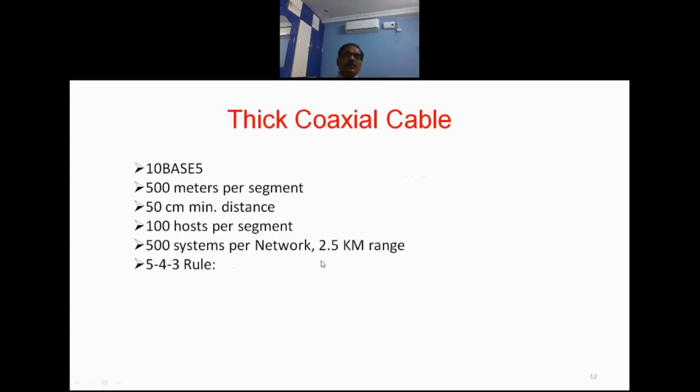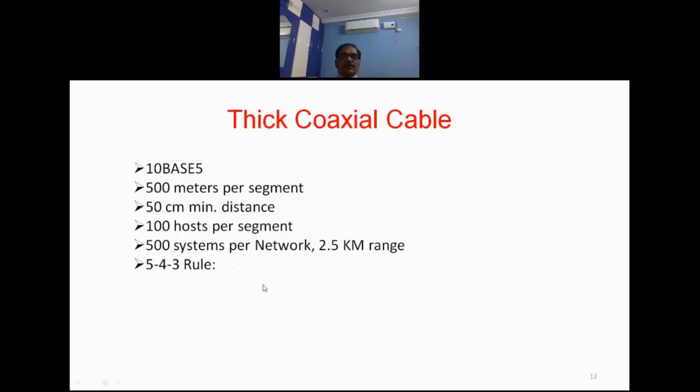Whereas in case of thin coaxial cable, the maximum size of the network is approximately 1 kilometer, but using the thick coaxial cable, it can be expanded to 2.5 kilometers with 500 systems in the network. Whereas in thin coaxial cable, only 150 systems can be connected, but now we can have 500 systems in the network. Again, thick coaxial cable also follows the 5-4-3 rule. 5 segments, 4 repeaters, 3 segments can be thickly populated. That is about the thick coaxial cable.